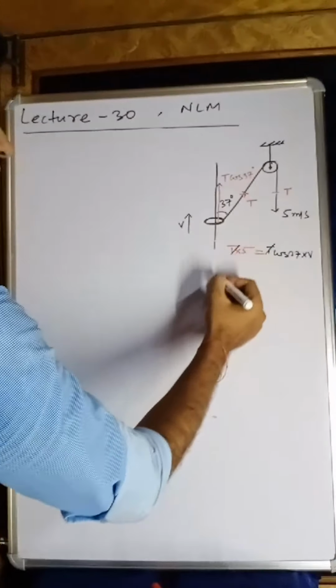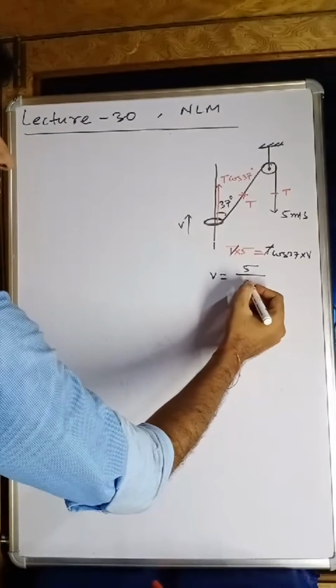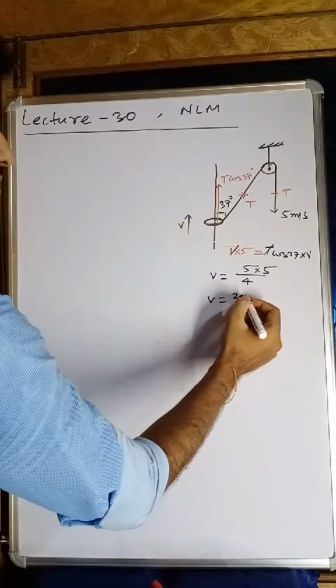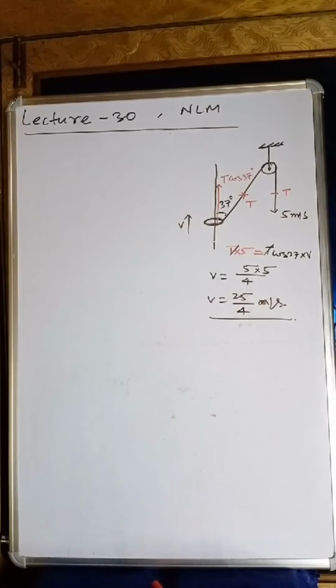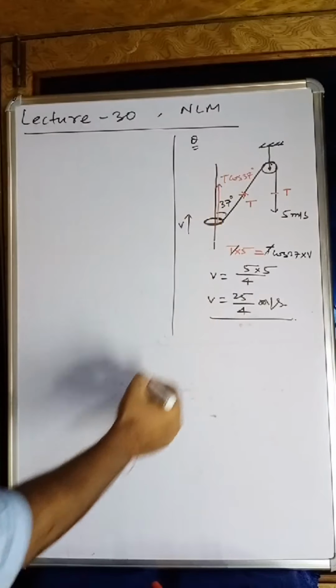T will be cancelled out. So V is 5 by cos 37, it is 4 by 5. That is V equals 25 over 4 meter per second. Alright, yes, this was the answer.